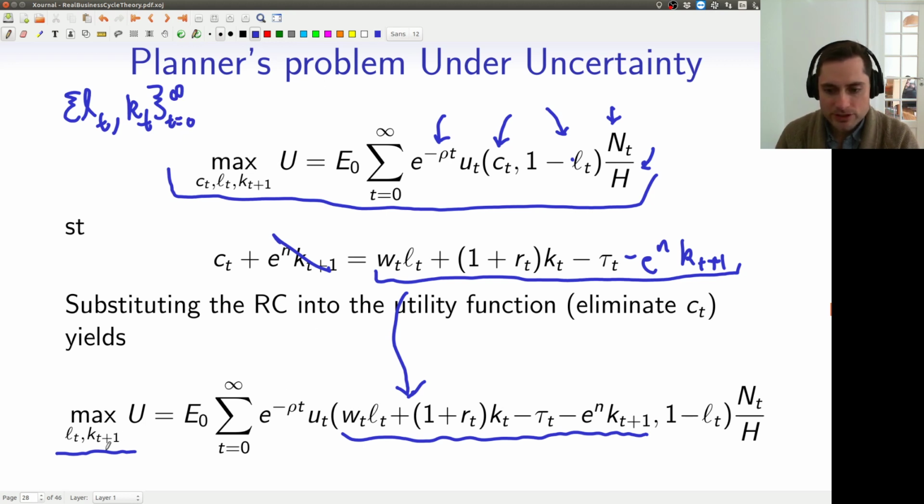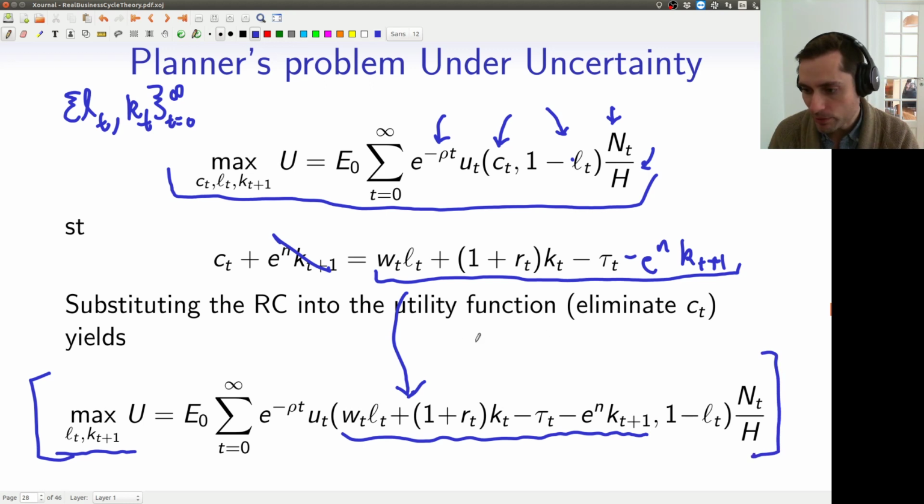So the reason why the planner only has to choose k_{t+1} is because technically little k_0 is given. That's a constraint of the problem. Initial capital stock per worker is given in the problem. But in any case, this is what we're going to do. So once we've got the problem this way, we have an unconstrained optimization problem in two variables. That's going to be possible for us to solve because you can see here that l_t is entering positively here and negatively there. So there's going to be this trade-off between working more and having more leisure.